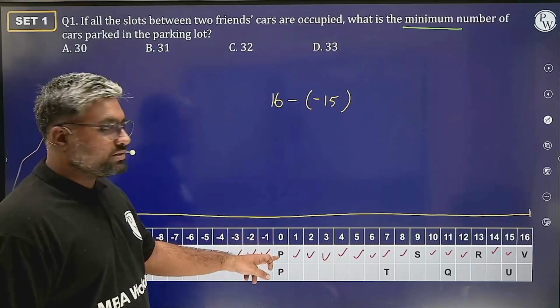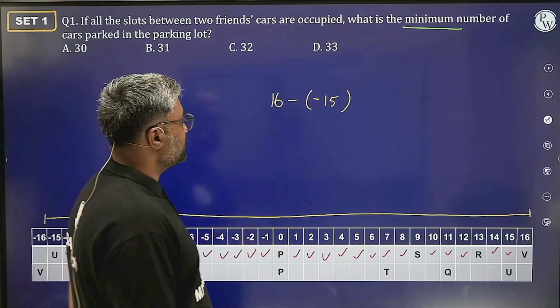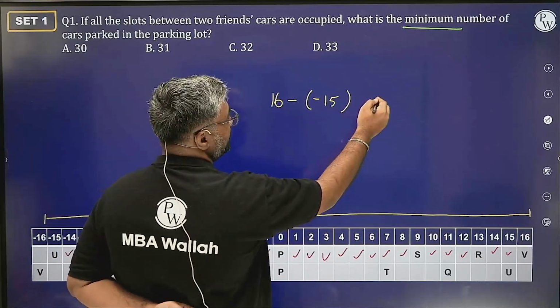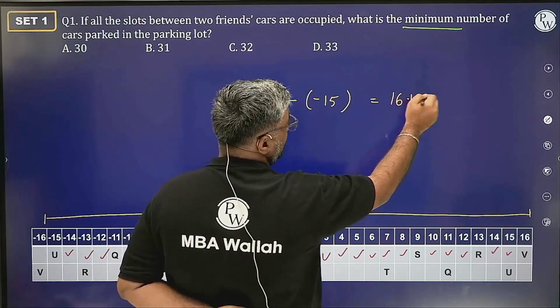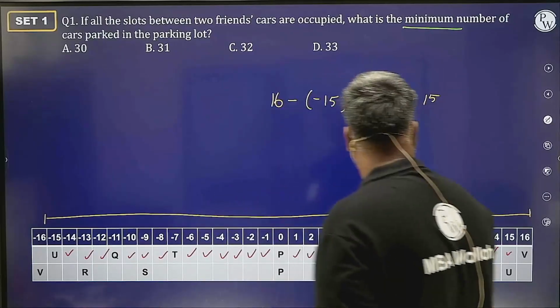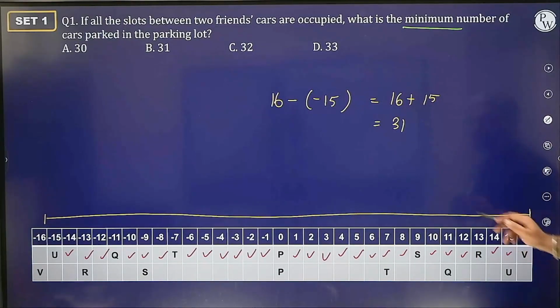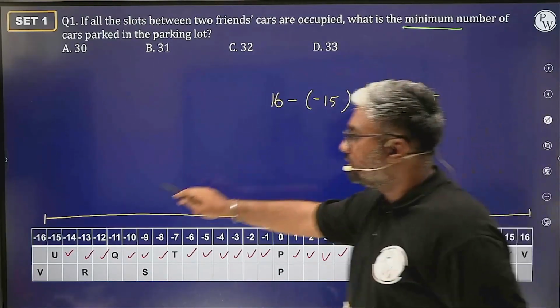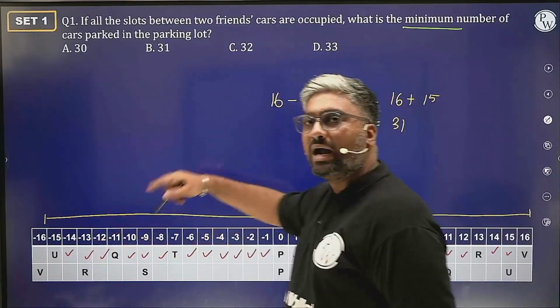You're counting the 0 as well. Yes, and you're counting the other cars as well. So 16 minus of -15 is what? 16 plus 15, जो कि आ रहा है 31. And you also have to include one of the ends. तो यहाँ पे आप -15 जो कर रहे हैं तो इसे भी आपको काउंट करना है. So you add 1 to it, okay?